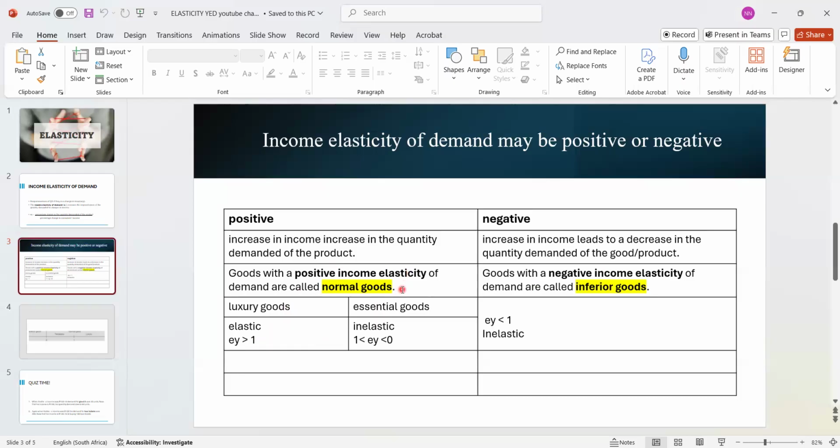But then, normal, luxury, or normal essential. So 0.5 is between 1 and 0. So it is an essential good with an inelastic demand. You understand? And then also, if you just get a negative number, you just look at it as a sign. If it's negative, it's automatically an inferior good and it has an inelastic demand.